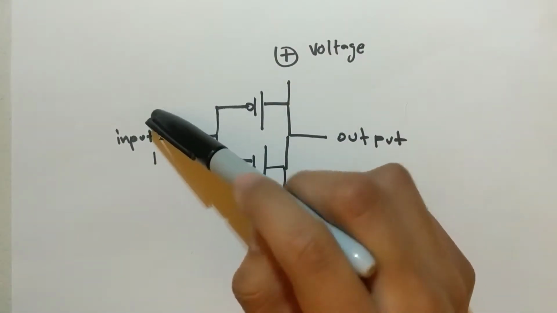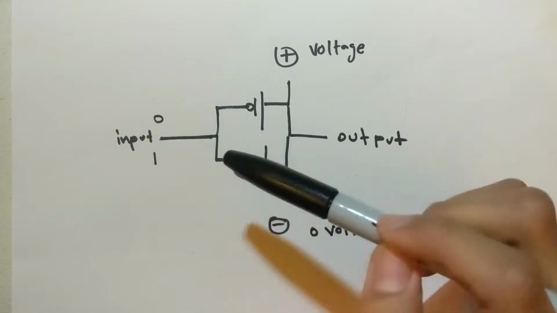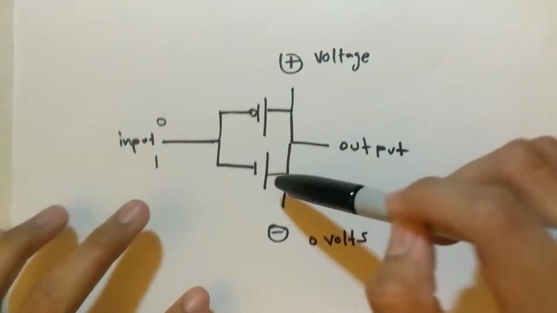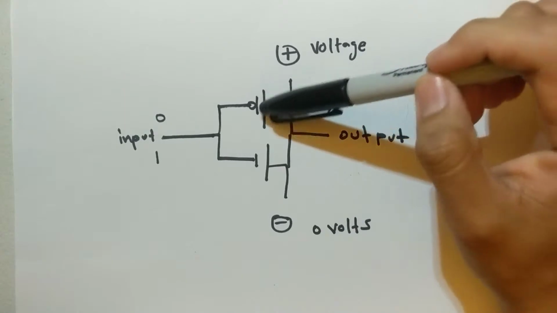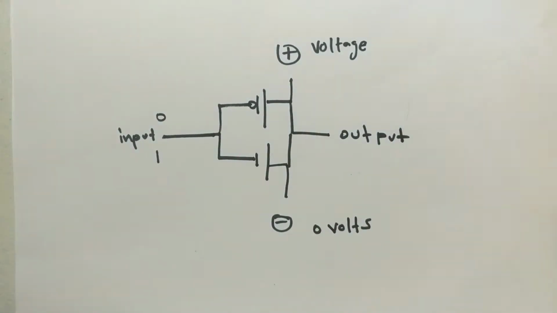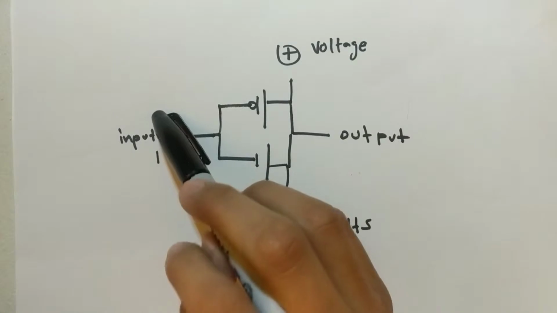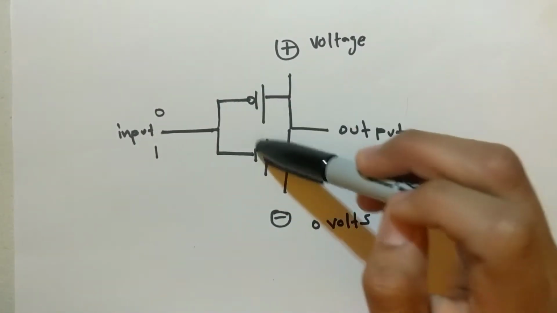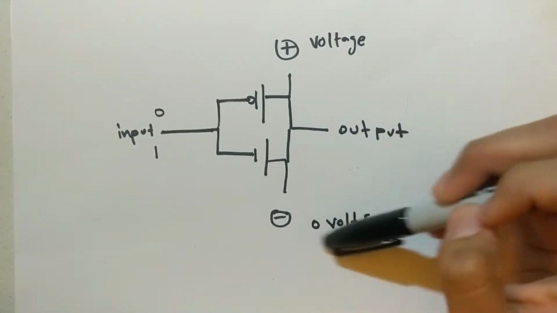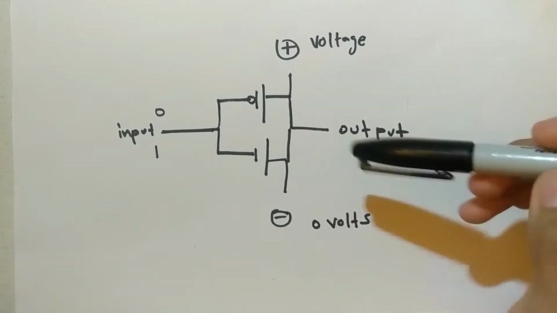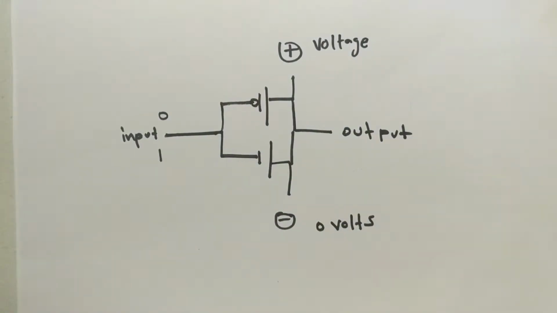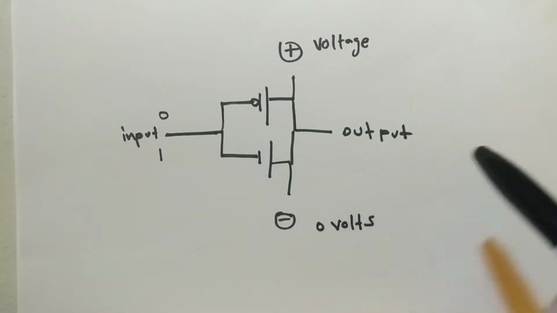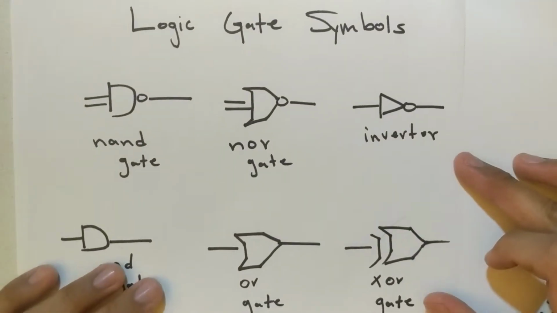So let's look at this example. If we give it a 0 input, what happens? This transistor opens, this one does not. Because this one's open, the voltage flows and the output is positive voltage, meaning it's a 1. So we have a 0 input and an output of 1. What happens if you input a 1? This one closes, this one opens, so you have an output of 0 volts, which basically means a 0. So that's how an inverter gate works on the inside. That's how the circuitry works.